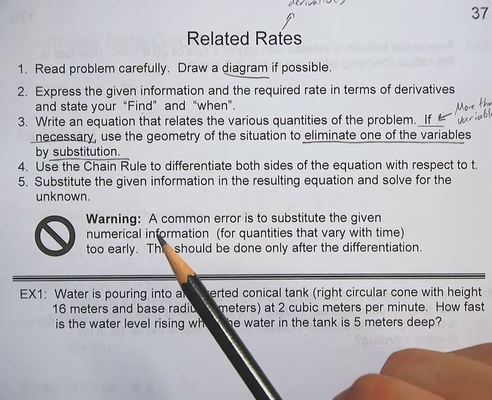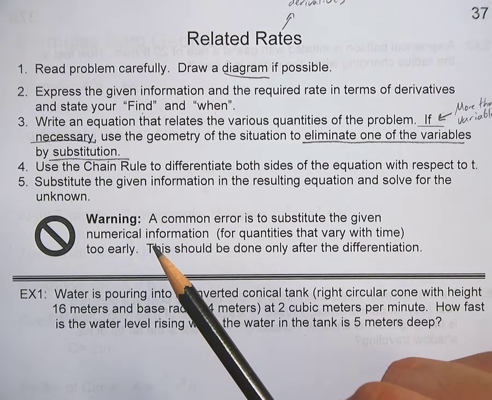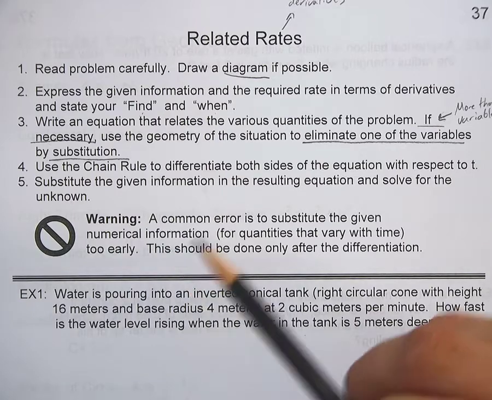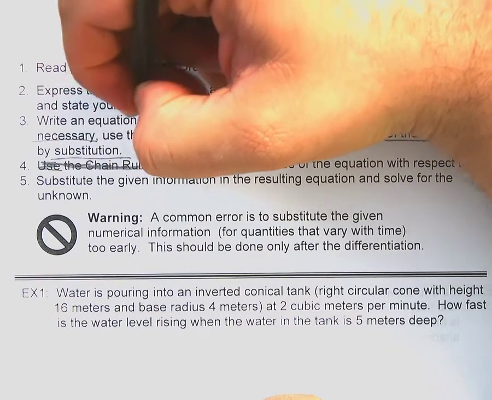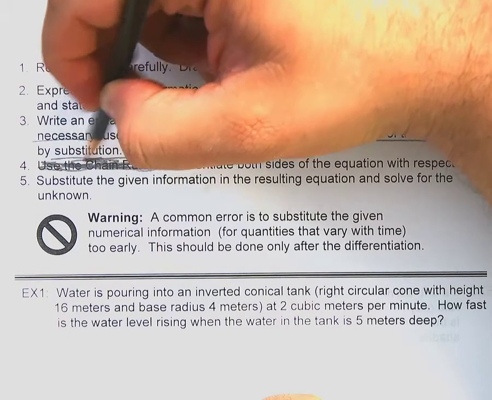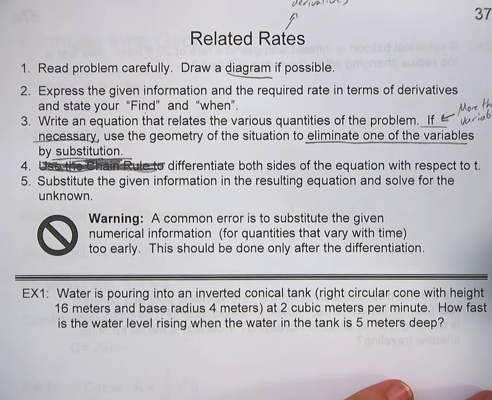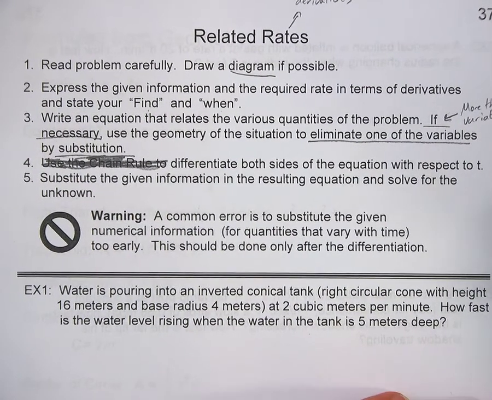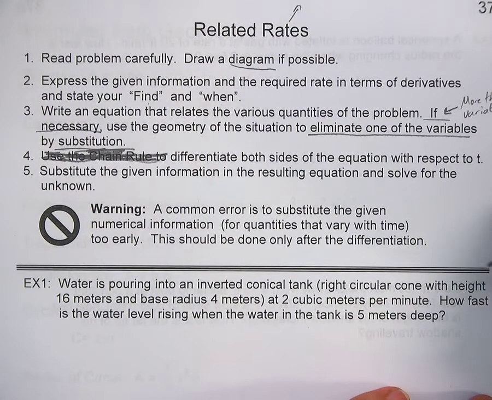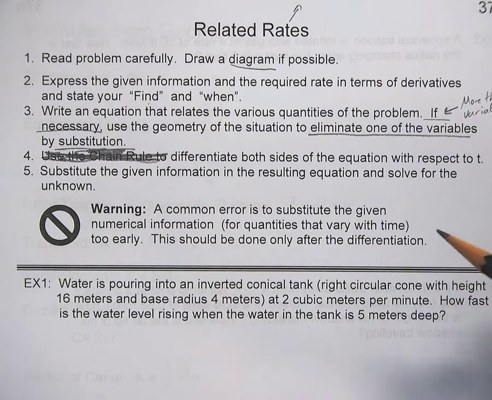Number four is use the chain rule to differentiate both sides of the equation with respect to t. Let me just do this. Differentiate both sides. Okay, differentiate both sides. That's all you need. Take the derivative. And then number five is substitute the given information in the resulting equation and solve for the unknown.